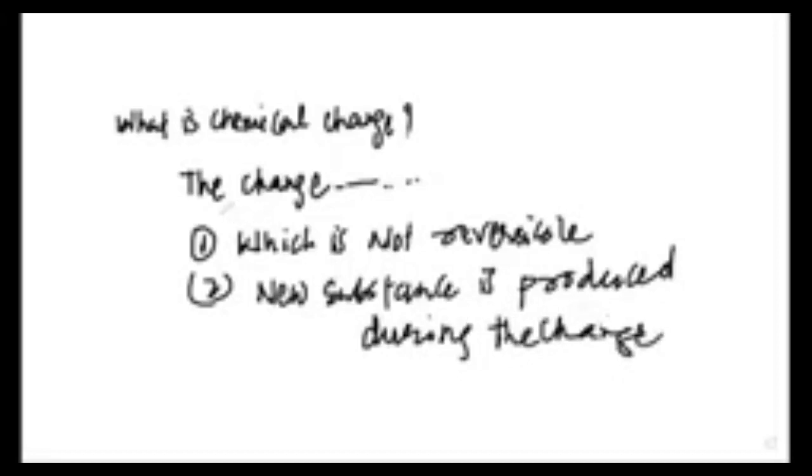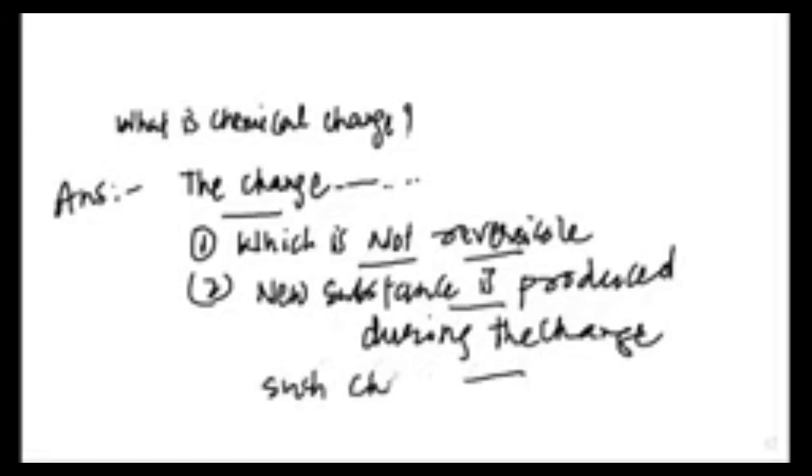Such a change we call a chemical change. So what is the answer? The change which is not reversible, and in which a new substance is produced during the change, such a change is a chemical change.